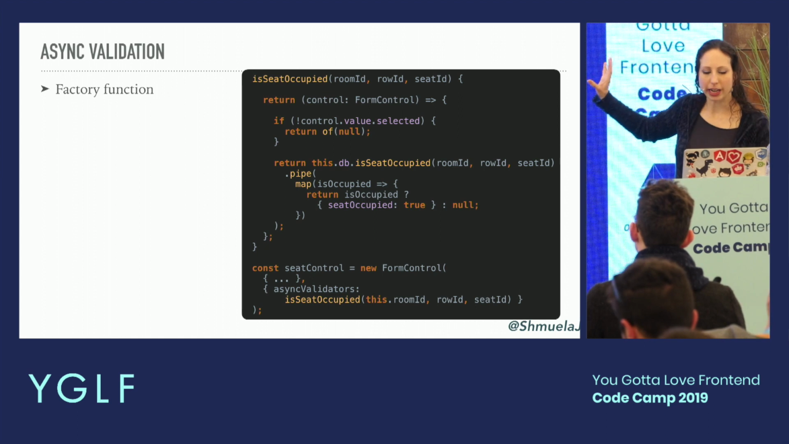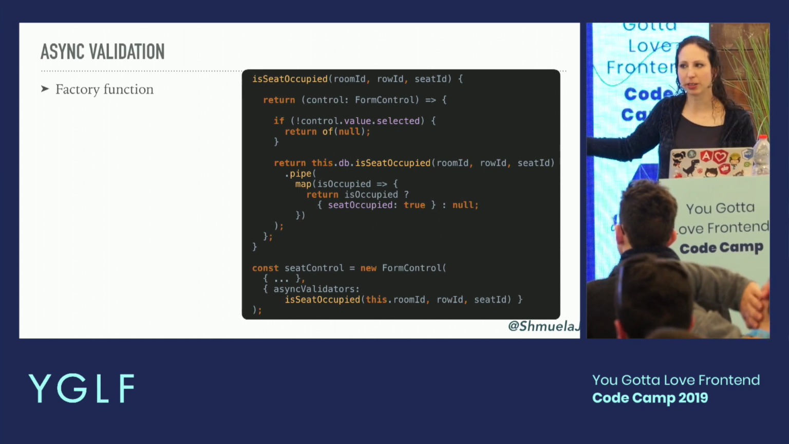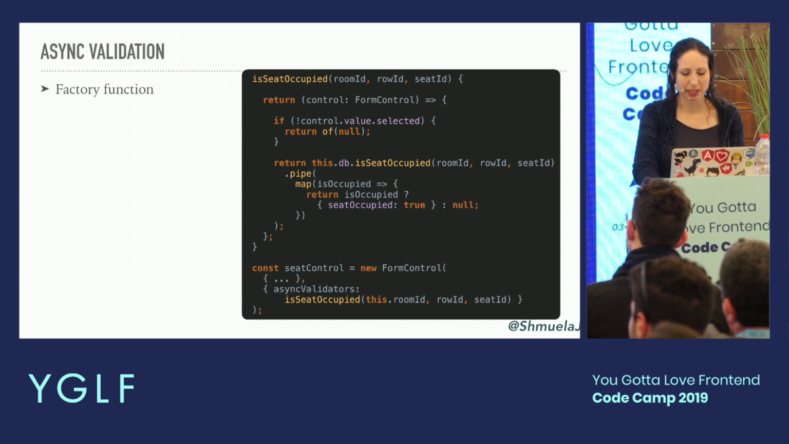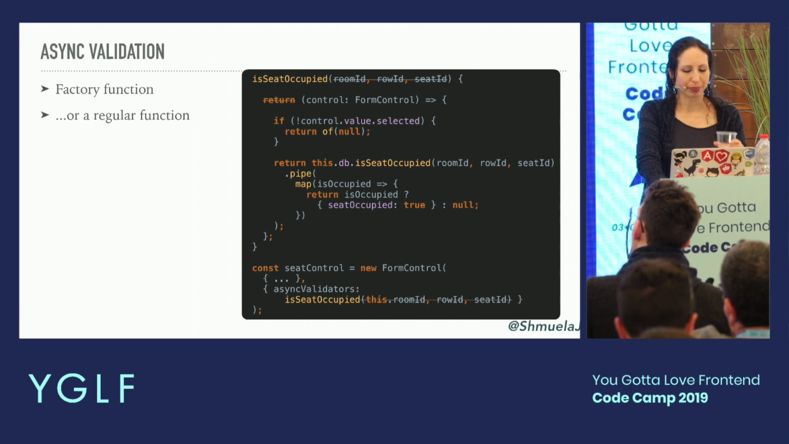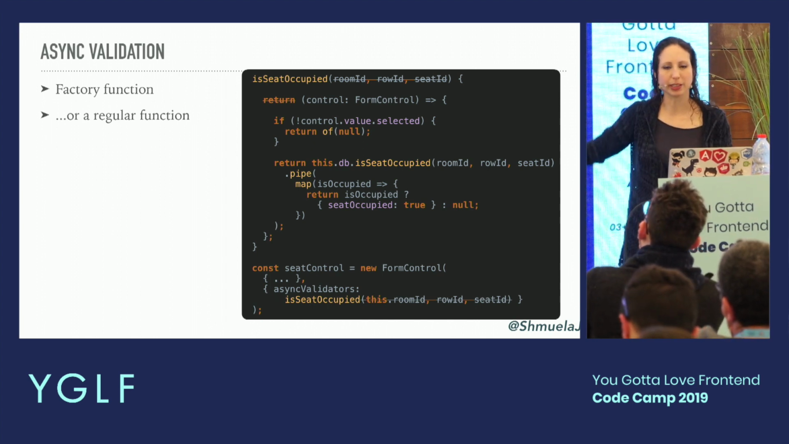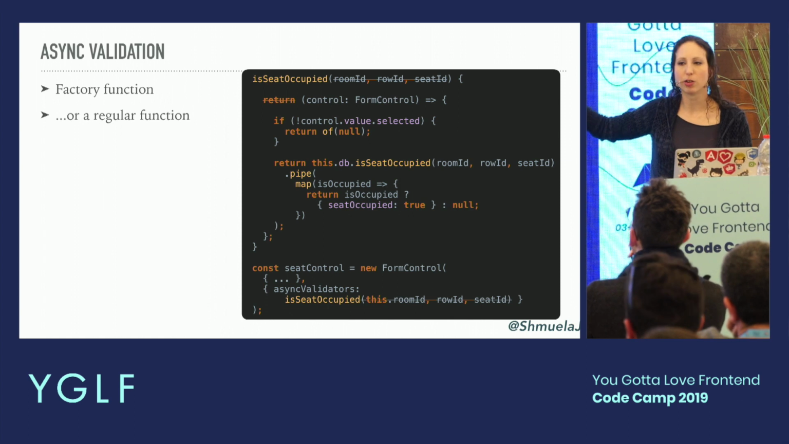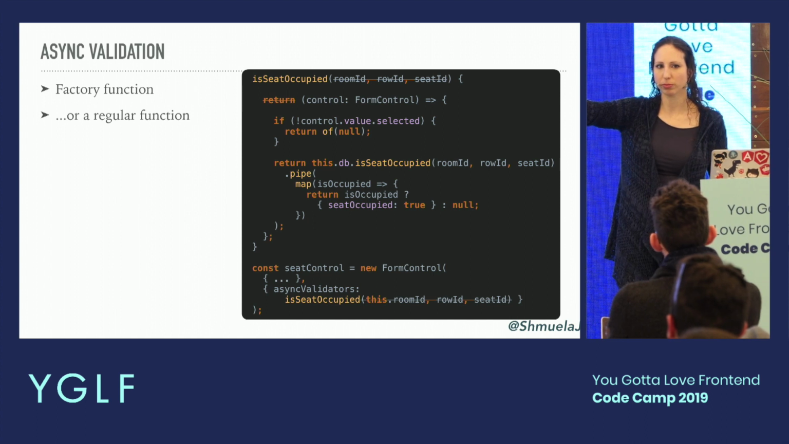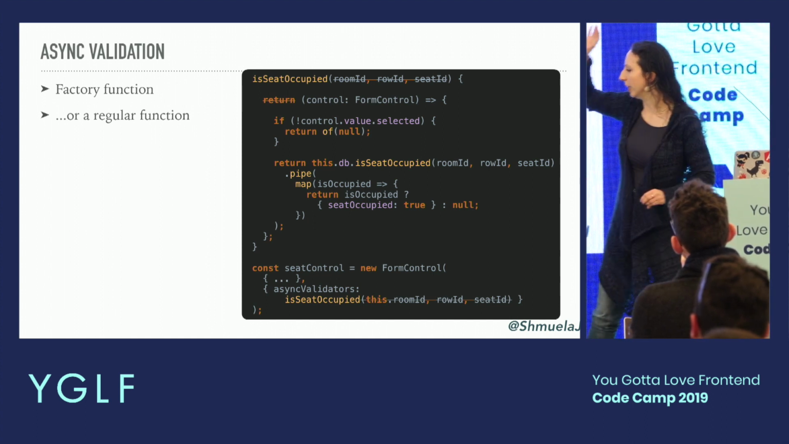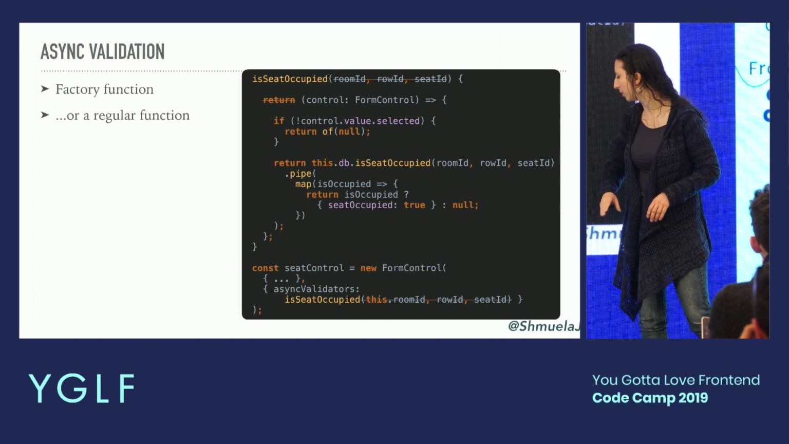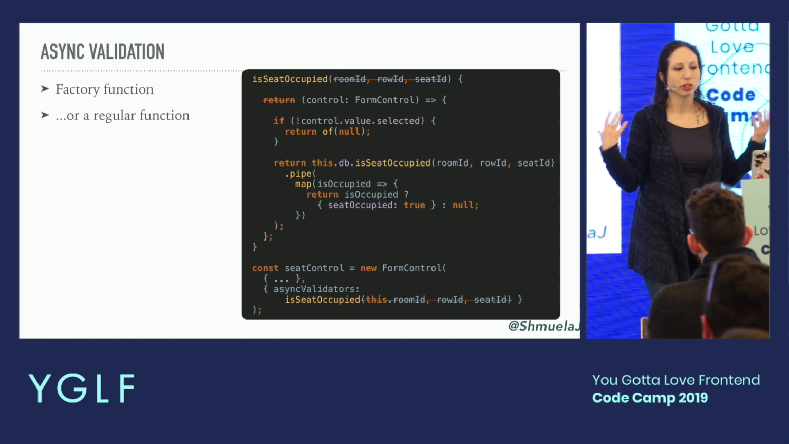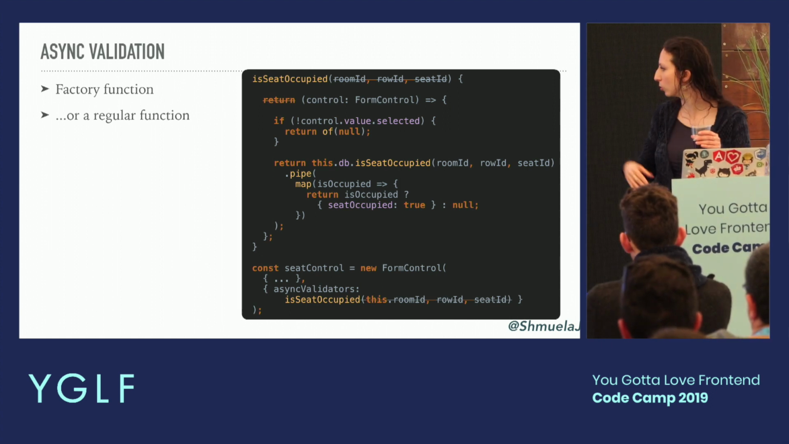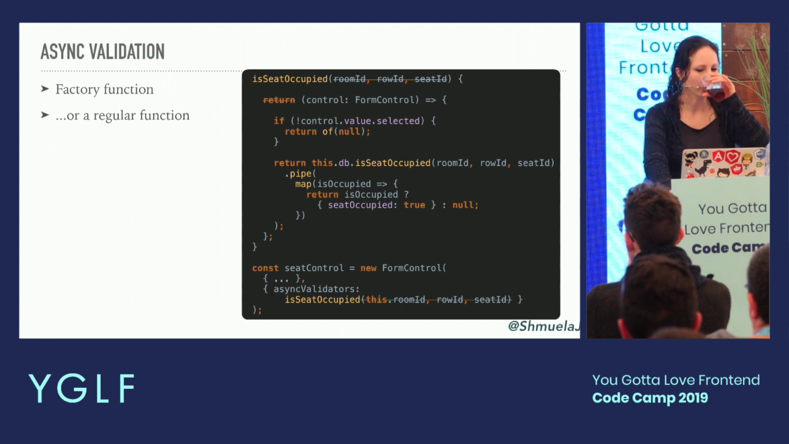Okay? So here using a factory function is kind of not the best idea. Why is that? Because this means that we're creating a new function for every seat control that we have on the form. Okay? New function, each function has a different row ID, a different seat ID, and do we really need so many functions? You saw how many seats we have in this room, so do we really need all these functions?